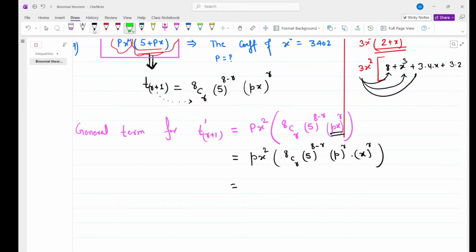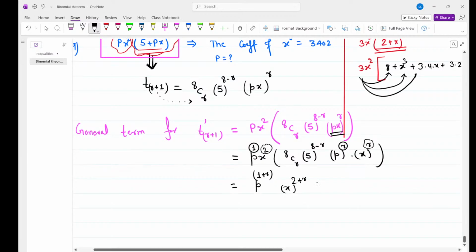Okay. So see, now simplify. This time you have p raised to power 1 here also, p raised to power r here also. So what should be the net power? It will be p raised to power 1 plus r, isn't it? Power gets added. Similarly, x raised to power 2 here also, x raised to power r here also. So it will be x raised to power 2 plus r. Rest all you can write directly: 8CR, and 5 raised to power 8 minus r, isn't it?